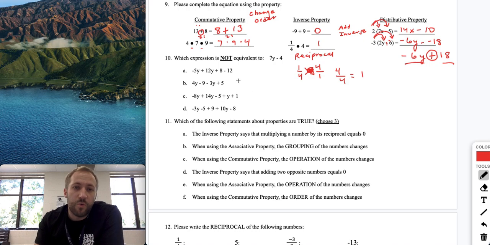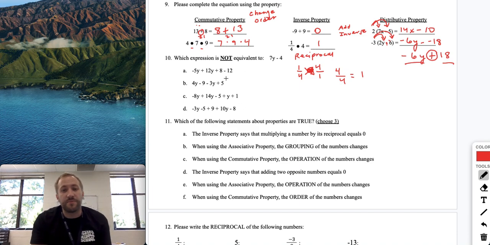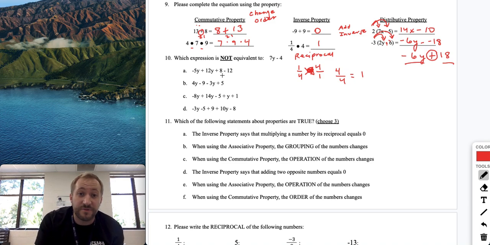Let's look at this one. Which expression is not equivalent to 7y minus 4? So it looks like these are all asking me to combine like terms and simplify these expressions. If I go and combine like terms, I got to go and do all of them so I can see which one is not equivalent. So one of these is not going to give me 7y minus 4. Let's look at this one.